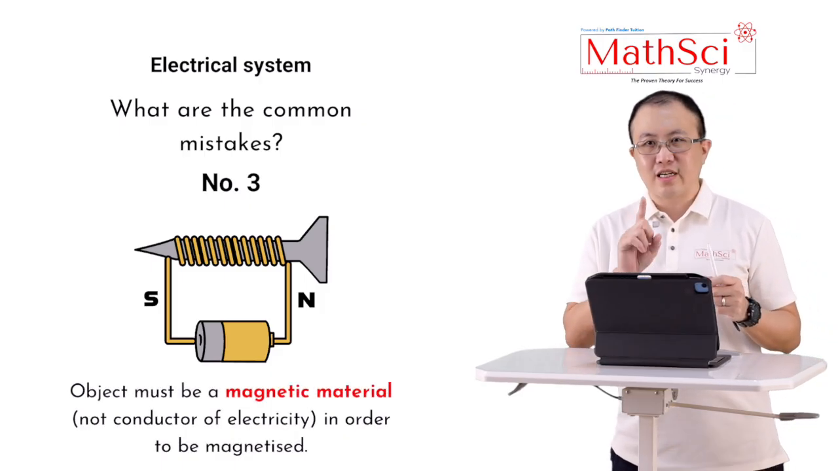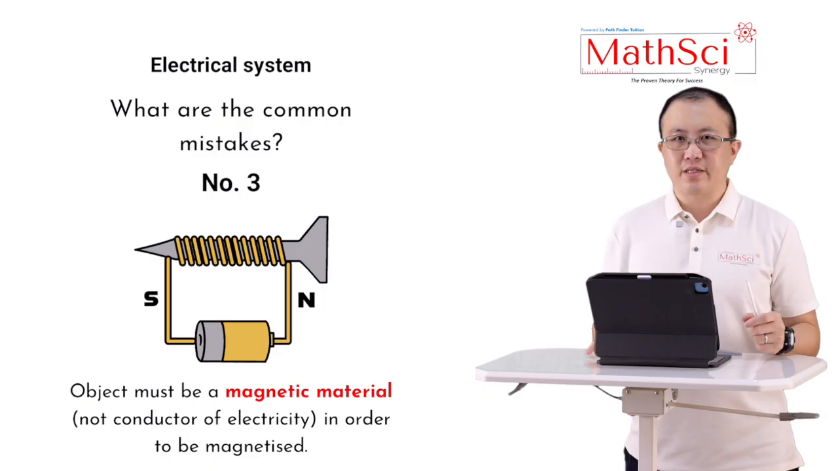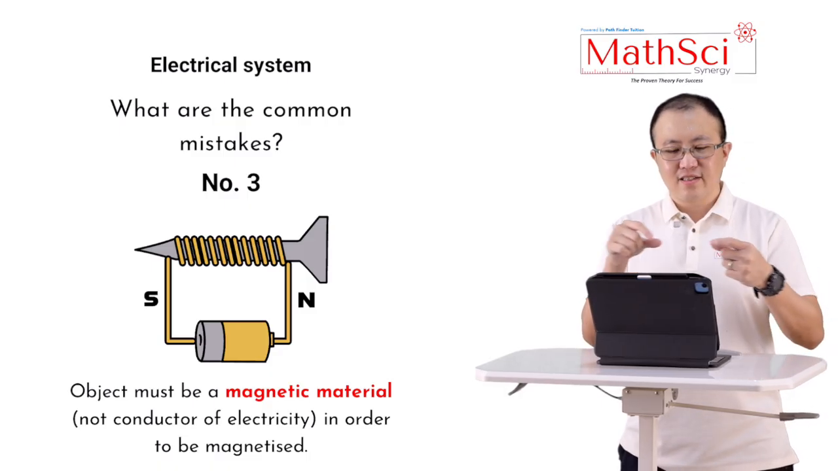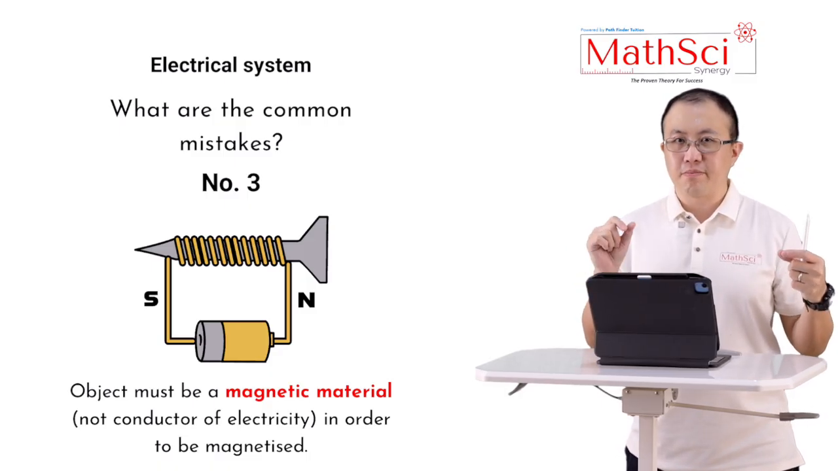Basically, the thing just needs to be what we call a magnetic material. It does not have to be an electrical conductor. In fact, I don't want that. I want the electricity to pass through the coil wire. So in order for this to work, the object that is being coiled around, the nail here, must be a magnetic material.